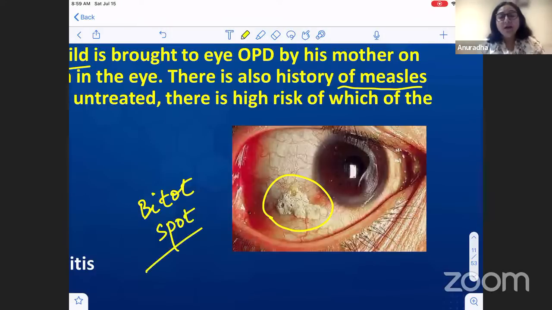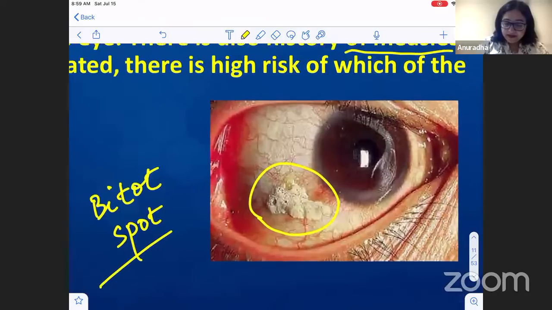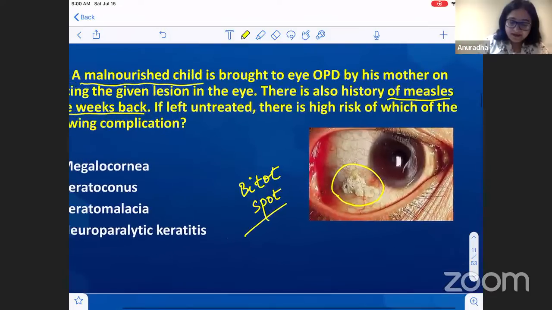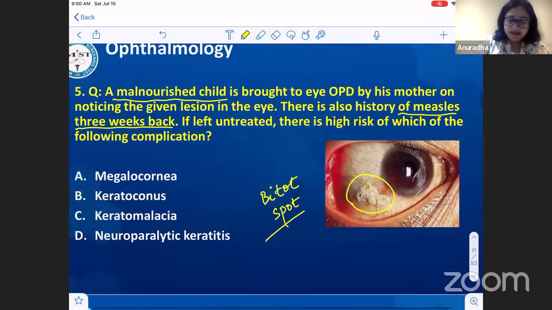How does the Bitot's spot look? Let's revise. It looks like a white foamy spot on the bulbar conjunctiva, mostly on the temporal side. Please remember that. So this patient is showing signs of vitamin A deficiency.